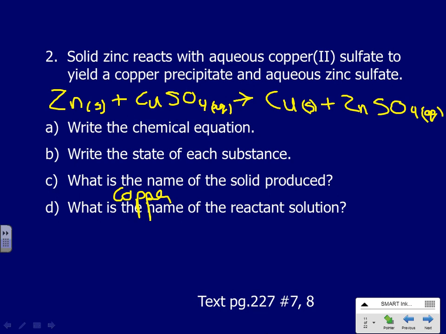What is the name of the reactant solution? What we're testing here is whether you understand what these subscripts mean. The reactant solution. What's it called? Copper 2 sulfate. It's copper 2 sulfate.